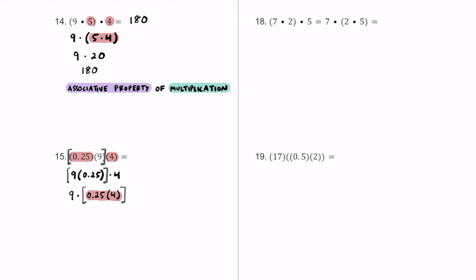Okay, now what is this 0.25 times 4? Well, we know a quarter times 4 hopefully is 1. So this is going to be 9 times 1, and 9 times 1 is going to be 9. So the value of this expression is equal to 9.